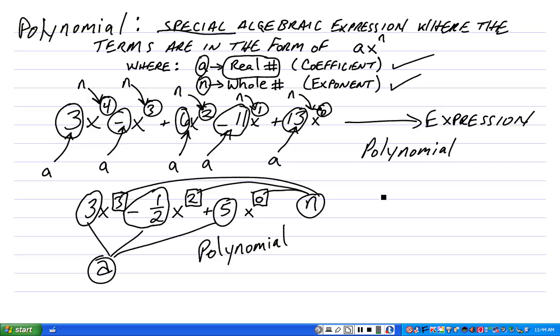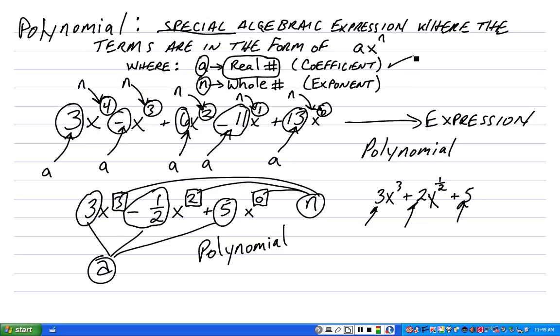Okay, now let's say we have 3x to the third plus 2x to the 1/2. Oops, that's supposed to be an x. Plus 2x to the 1/2 plus 5. Okay, when we look at our A's, 3, 2, 5, those are all real numbers. Those check out, so we're good there. Okay, all of our A's check out, so that would be good.